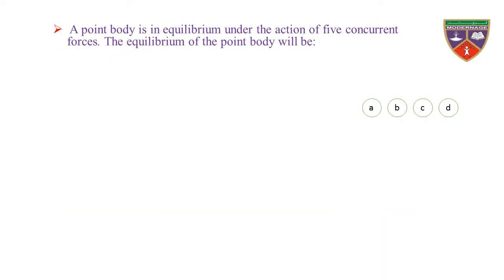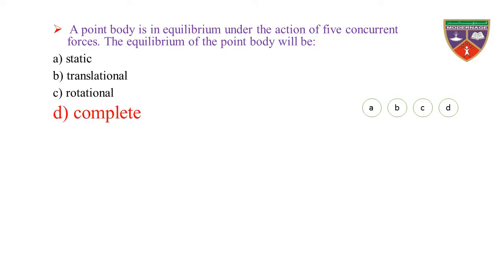A point body is in equilibrium under the action of 5 concurrent forces. The equilibrium of the point body will be: option A, static; option B, translational; option C, rotational; option D, complete. The key is complete. The correct option is D.